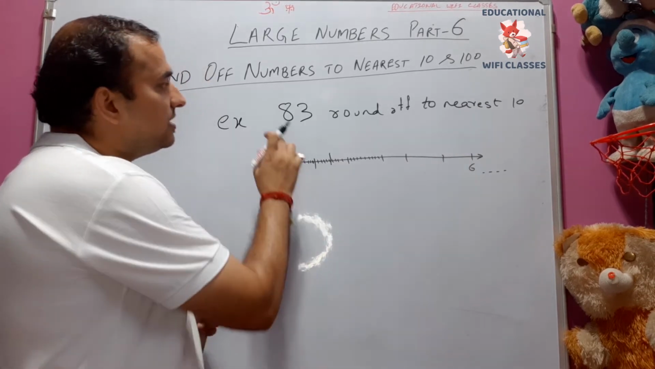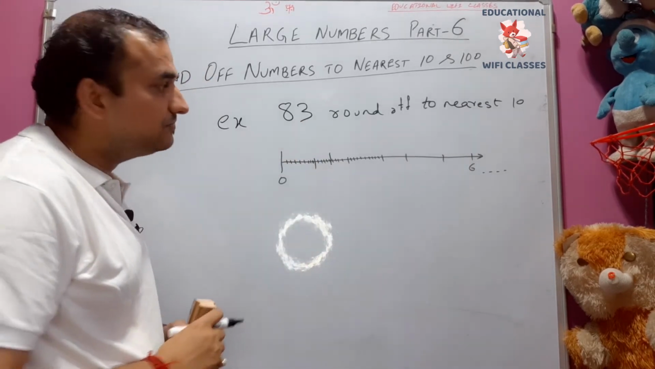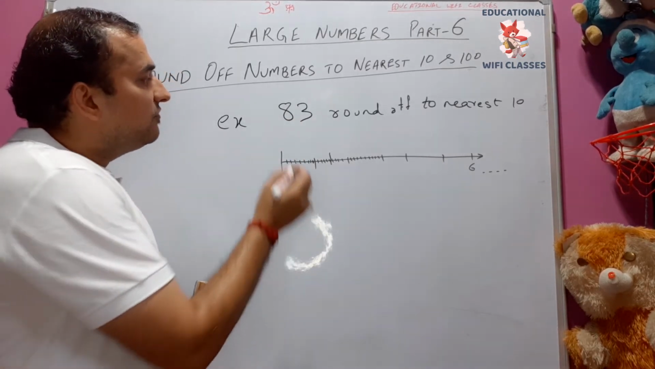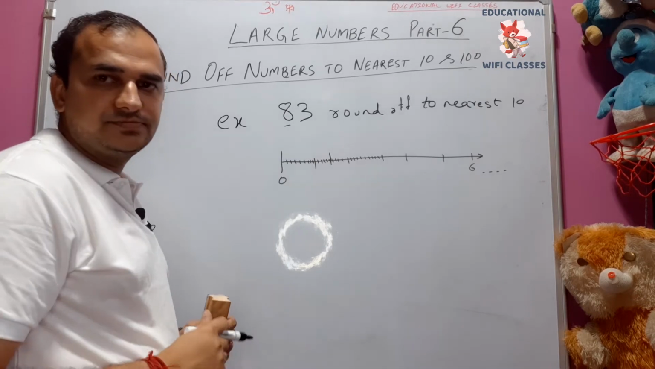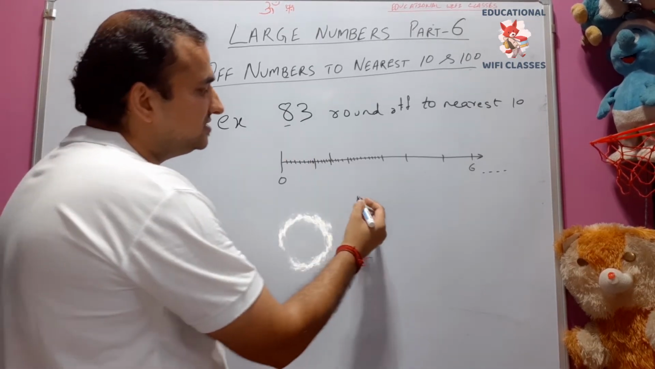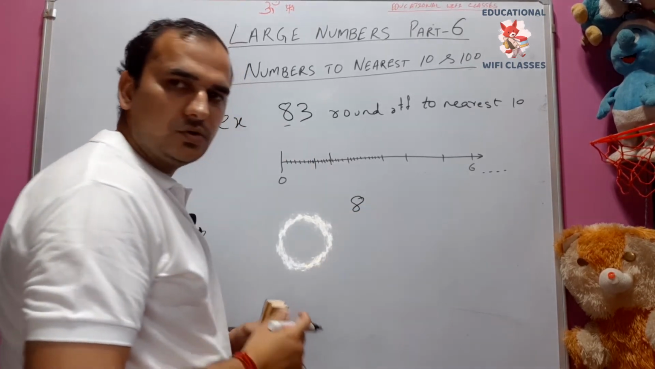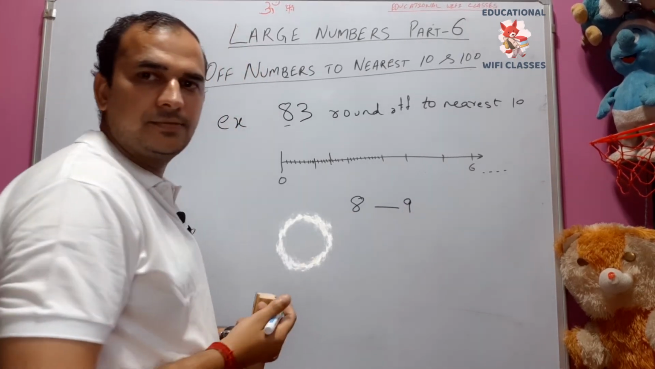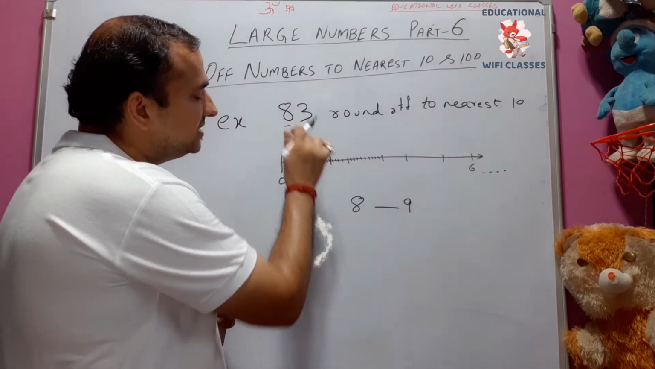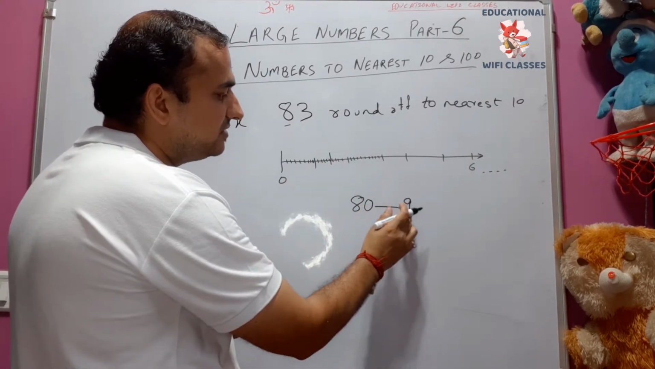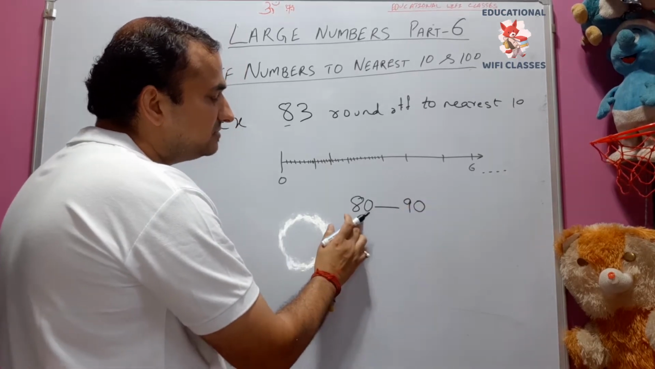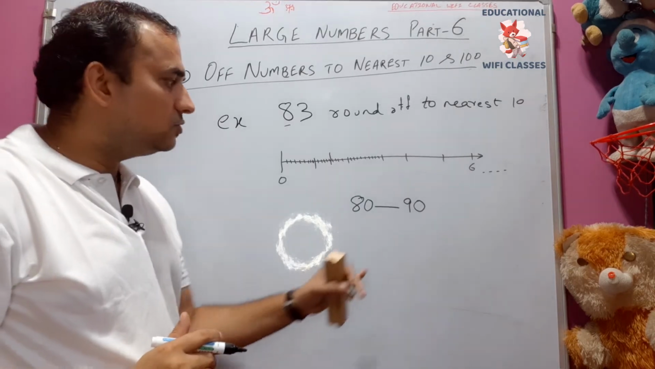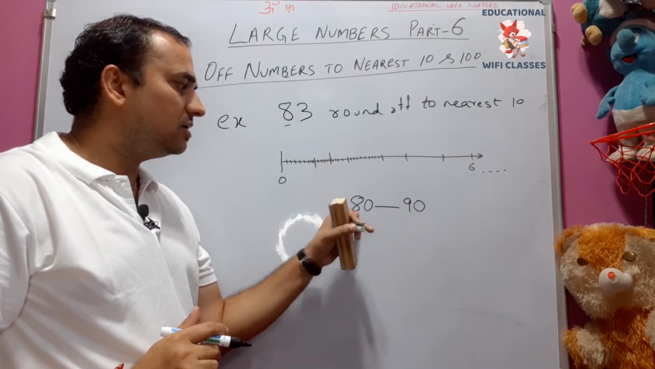Okay, so now let's go with the question. The question was saying 83, round off to nearest 10. So what are we going to do? We will check the number on the tens place. On the tens place we have the number 8. The successor of 8 is 9, and after 8 we put 1 digit here, and after 9 also we put 1 digit here. So it becomes 80 and 90. That means 83 will go either to the house of 90 or to the house of 80.